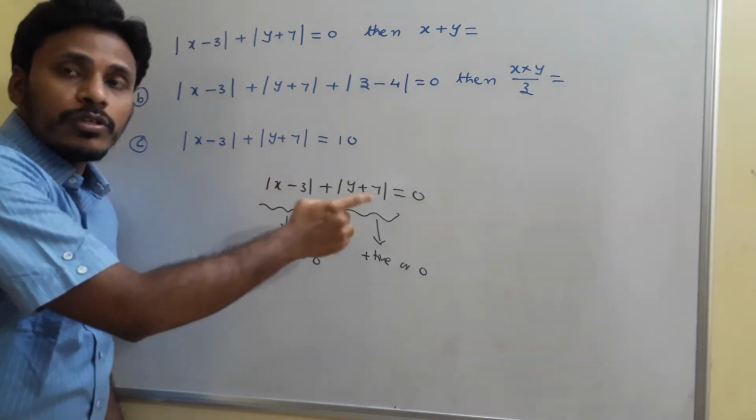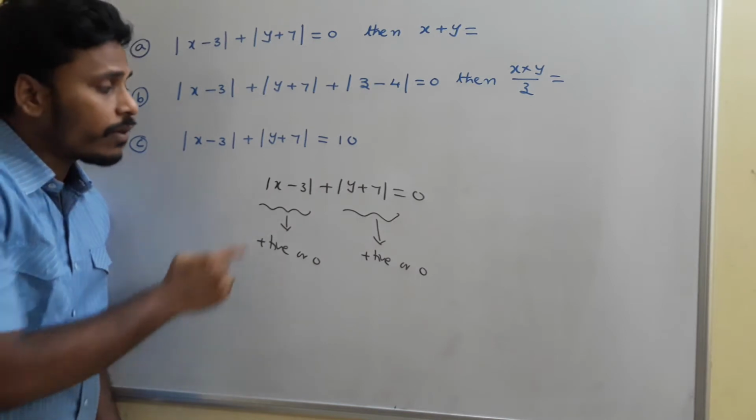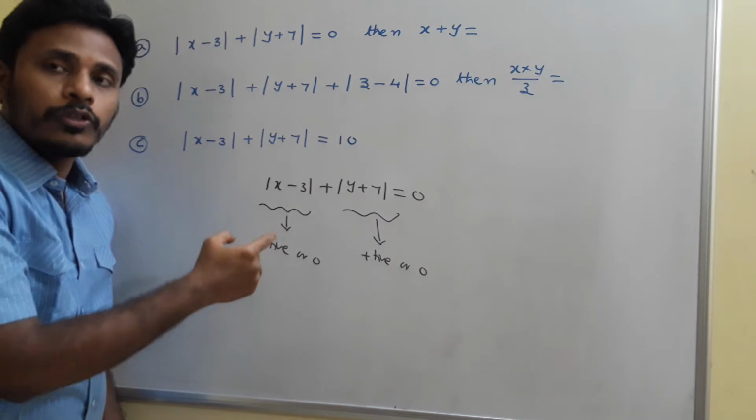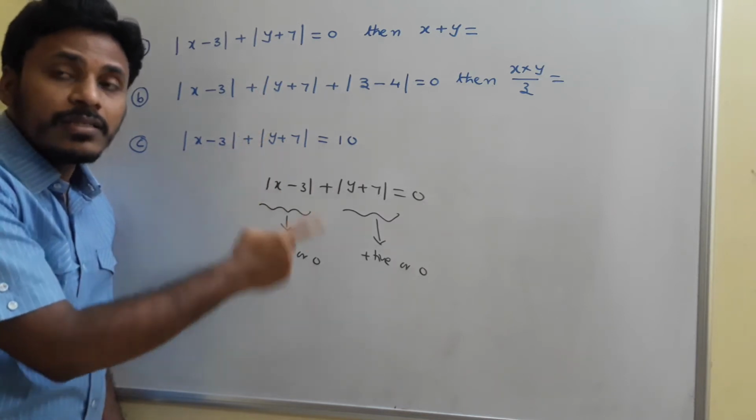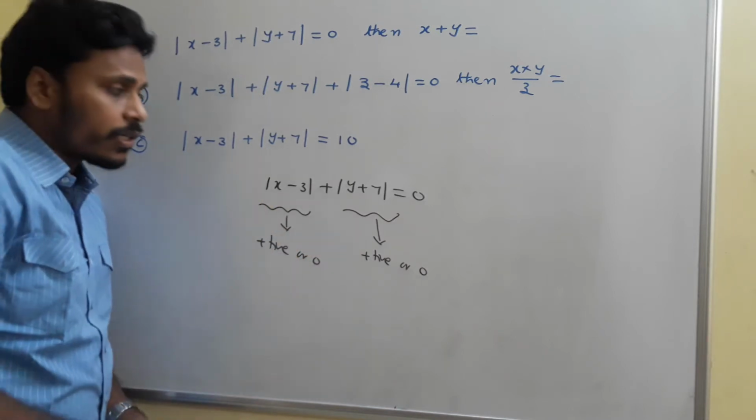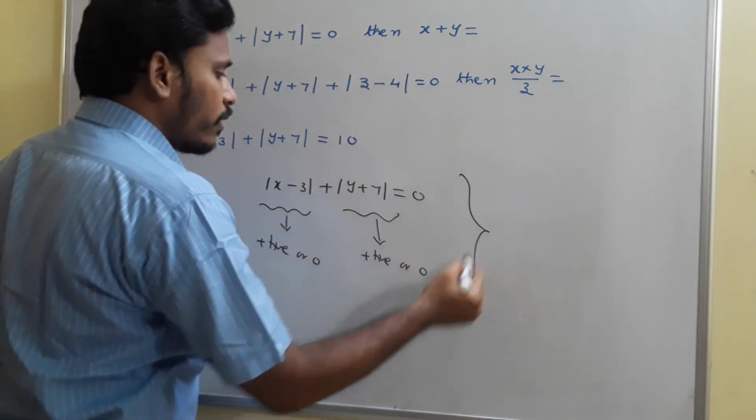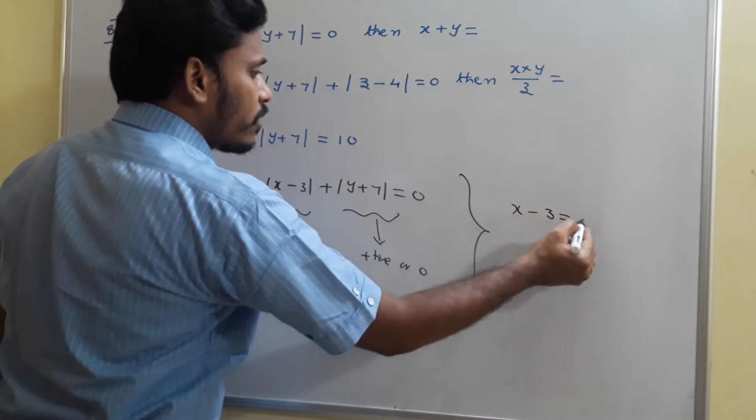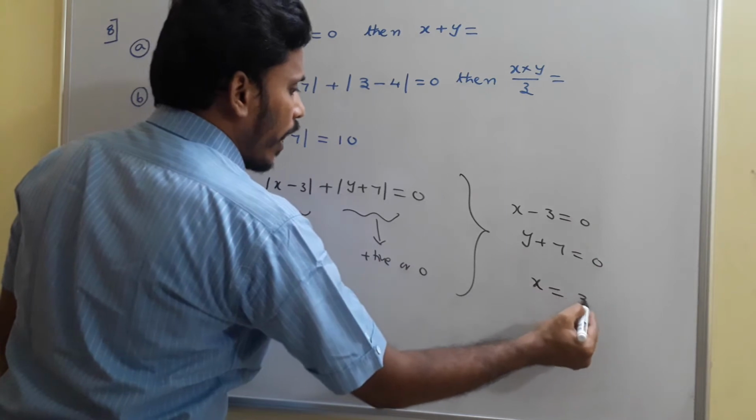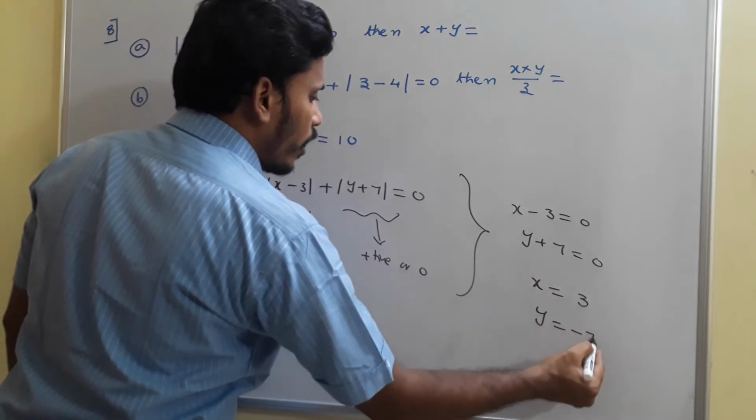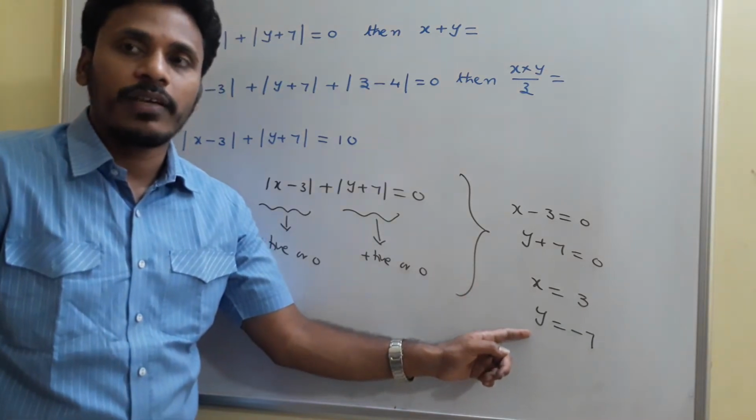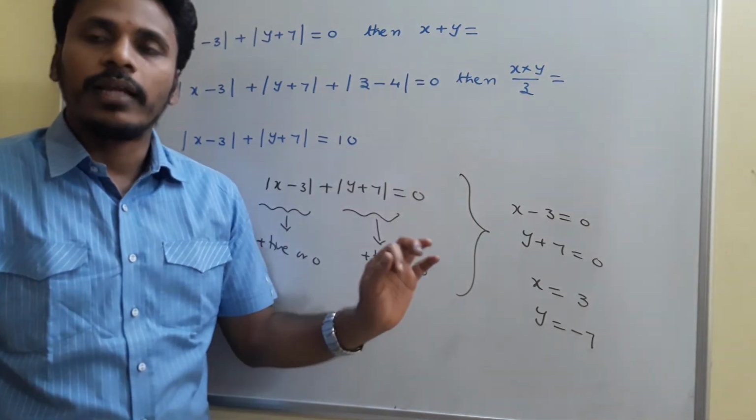But the sum of these two is given as 0. Whenever the sum of these two is 0, if any one of these two is positive, the sum will become positive. But since the sum is given as 0, for sure both of these must be zeros. That's why it is clear that x minus 3 is equals to 0 and y plus 7 is equals to 0. So you will get the value of x is equals to 3 and the value of y is equals to minus 7. Since x is 3 and y is minus 7, we will calculate x plus y, and that's the problem.